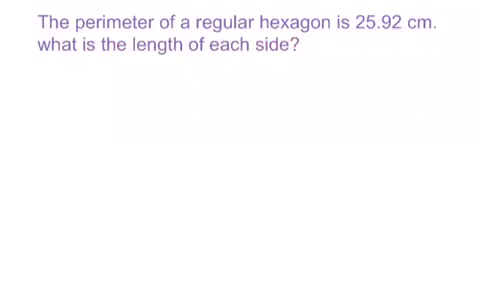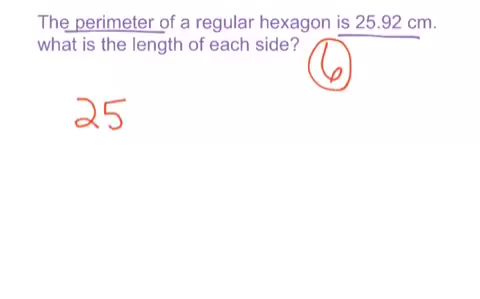Okay, the perimeter of a regular hexagon is 25.92 centimeters. What is the length of each side? So here we have the perimeter. I'm looking for the individual side length. So we're going to go right here. Remember, a hexagon is a 6-sided figure. Okay, we know our perimeter is 25.92. We're going to use the exact same formula.